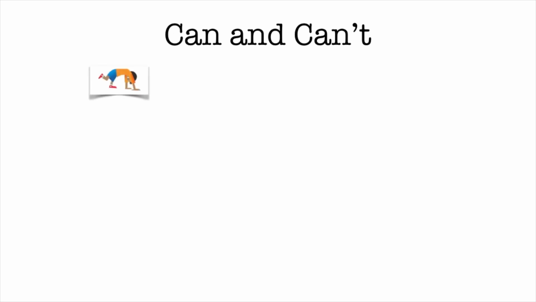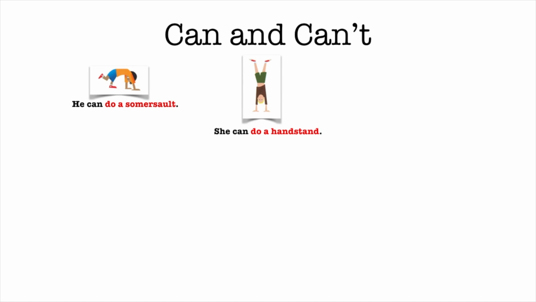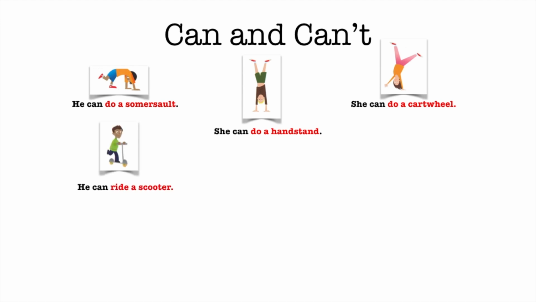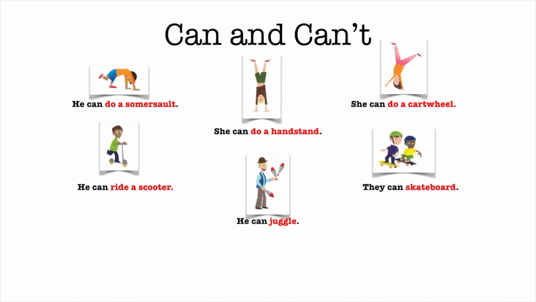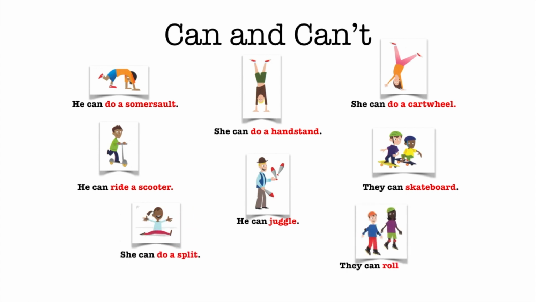Okay, can and can't. In this first picture, the boy is doing a somersault. He can do a somersault. She is doing a handstand. She can do a handstand. She can do a cartwheel. He can ride a scooter. He can juggle. They can skateboard. She can do a split. They can roller skate.